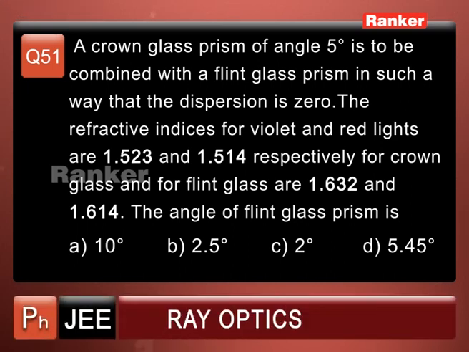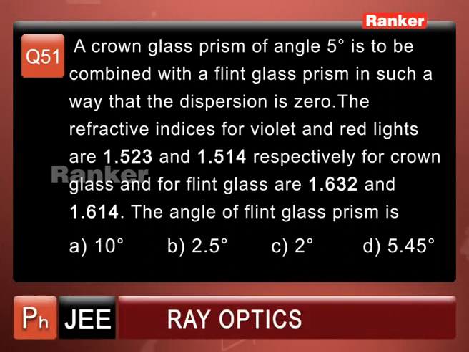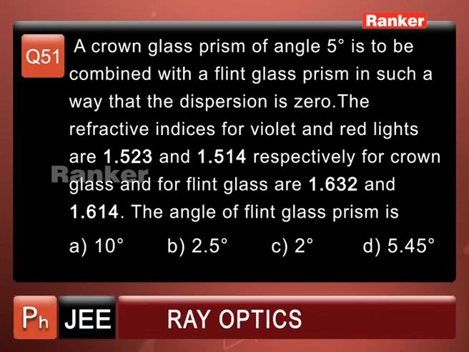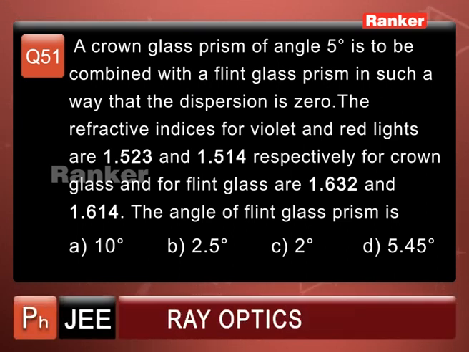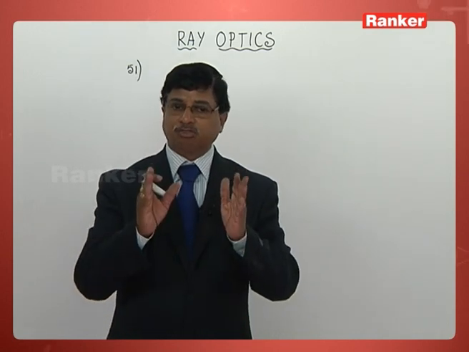The refractive indices for violet and red lights are 1.523 and 1.514 respectively for crown glass prism, and for flint glass are 1.632 and 1.614. The angle of flint glass prism is how much? Four options are given: 10 degrees the first option, 2.5 degrees the second, 2 degrees the third, and 5.45 degrees the fourth option. One should first understand what condition he is mentioning there.